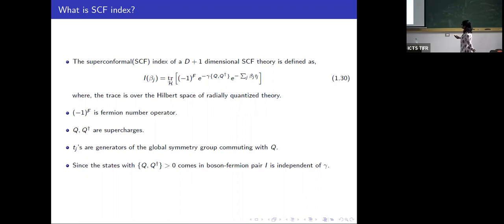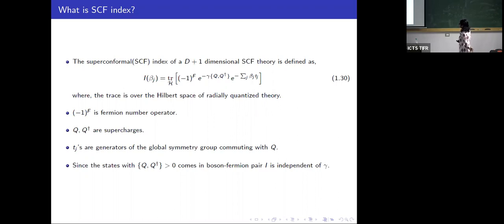Okay, so a superconformal index is a supersymmetric observable which is defined in a superconformal theory in D+1 dimensions as follows. Here the trace is over the Hilbert space of the conformal field theory, and (-1)^F is the fermionic operator, which gives eigenvalue +1 if operated on a bosonic state, and eigenvalue -1 if operated on a fermionic state. And Q and Q dagger are some supercharges in the superconformal field theory, and the T_j are the generators of the global symmetry group that commutes with Q.